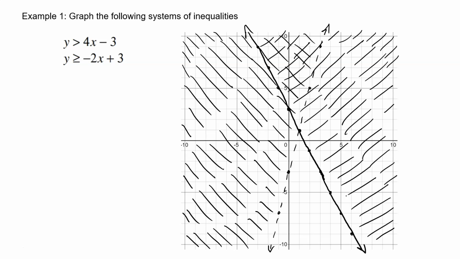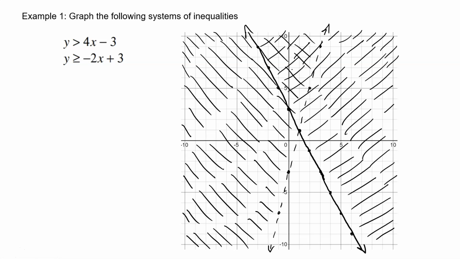So now we can see the shading for the two sections. I have this shading over here and then this shading over here. And we can see where they overlap is where we have the X marks. So that would be in this section right there. That is the solution area where they overlap. So, and then we identify the area that overlaps.